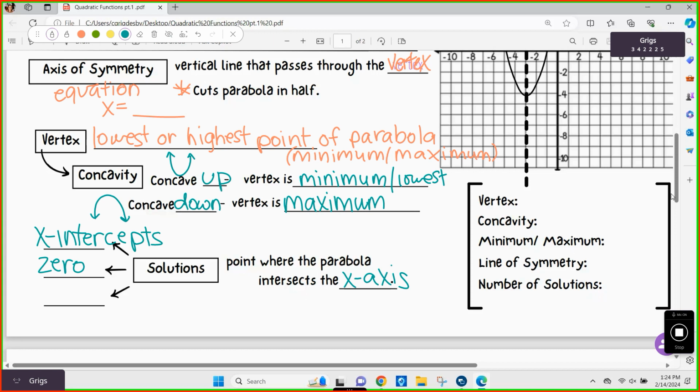Yes. And so x-intercepts also represent your zeros. And then the next word, I don't know where it came from. I don't know the relation. I don't know why they chose it. But another word for a solution on a quadratic function is called the roots. So if I'm asking for roots, I'm asking for the x-intercept. If I'm asking for zeros, I'm asking for the x-intercept.